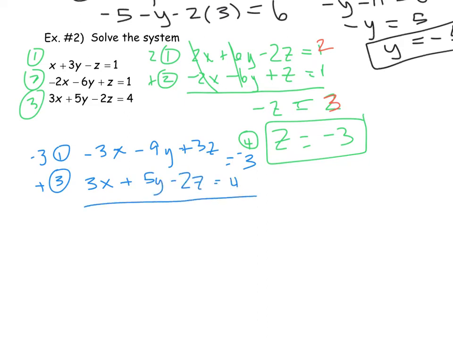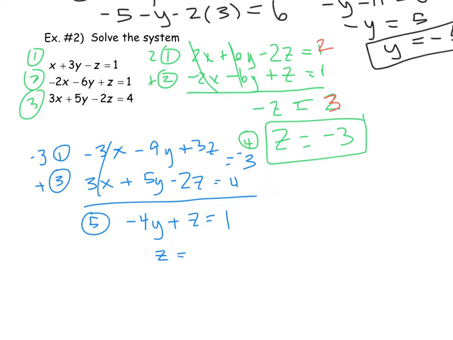Okay, we're going to add these together, and this is going to give me equation 5. X's drop out, I get negative 4y plus z equals 1. Negative 4y plus z equals 1 is what I got. Okay, so now I'm going to recopy z down.